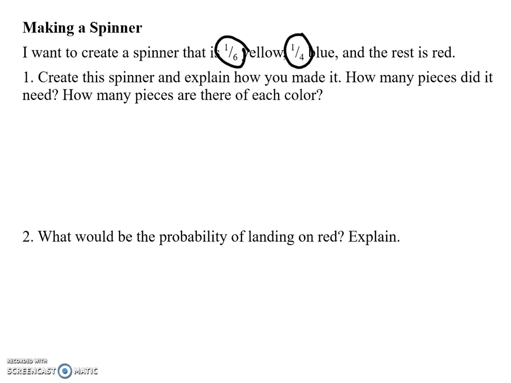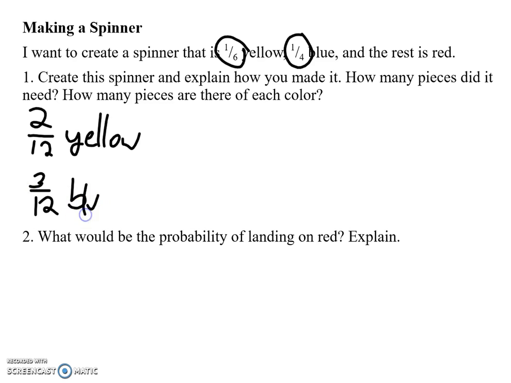I think about what the common denominator is for 1/6 and 1/4. They both go into 12, so I could change them to twelfths. I could say that it's 2/12 yellow, and I could say that it is 3/12 blue, and if the rest is red, I have 5 of the parts, that means the other 7 parts out of the 12 have to be red.